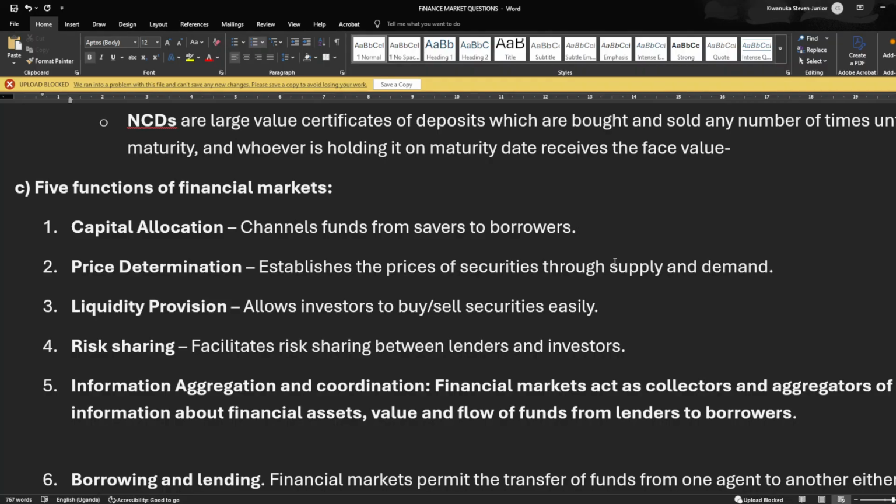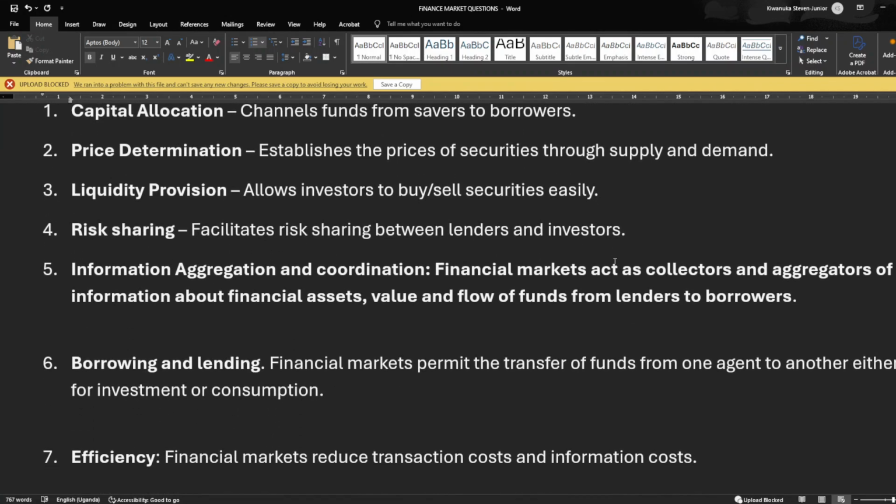Financial markets act as collectors and aggregators of information about financial assets, value, and flows of funds from lenders to borrowers. So we see information aggregation and coordination, risk sharing, liquidity provision, which allows investors to buy and sell securities easily, price determination, capital allocation, borrowing and lending.